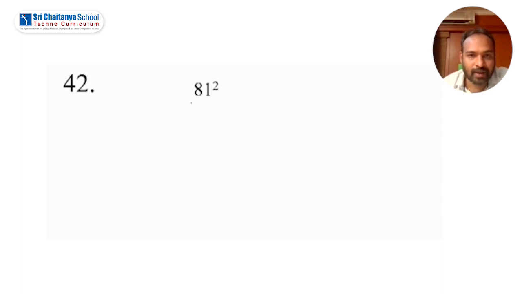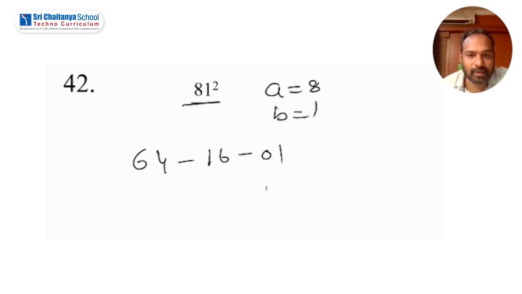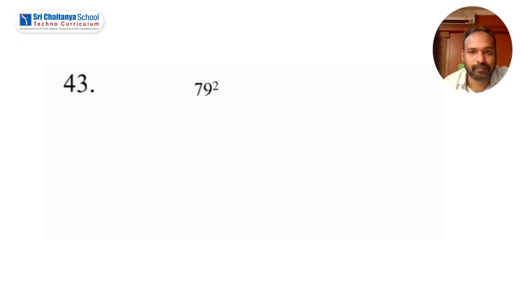81 square. In 81 square, value of A is 8 and value of B is 1. A square 64, 2AB 16, B square 1. Do the balancing. 1, 0 carry forward. So 16 plus 0, 16, drop 6 and carry forward 1. 64 plus 1, 65. 6561.